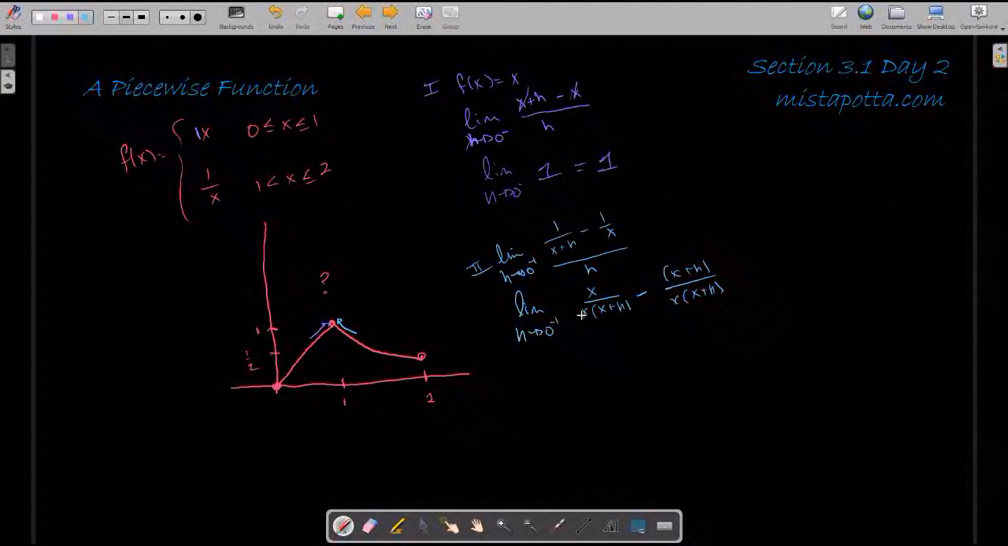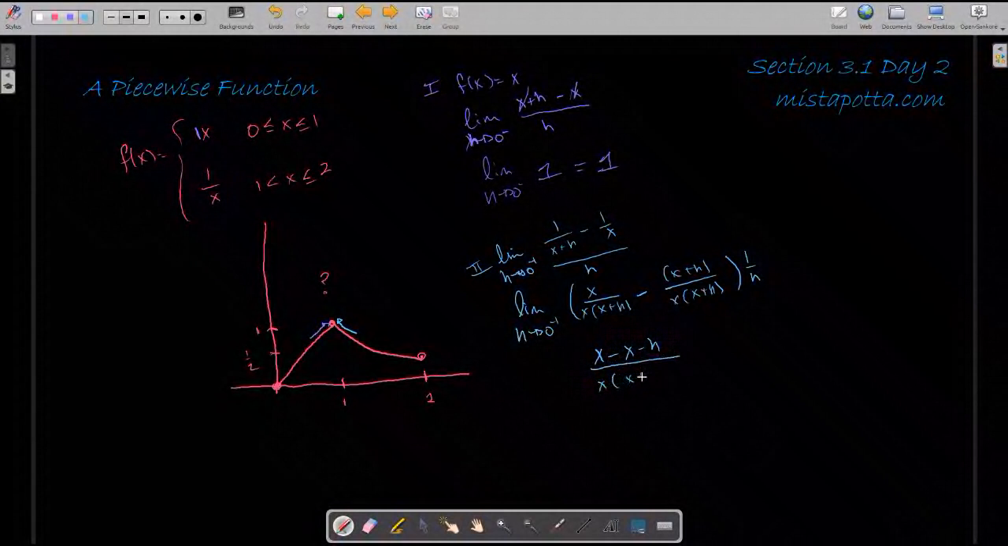And all of this is being divided by h, so I'm going to treat this as a 1 over h here. Now, simplifying the numerator, I end up with x minus h over this common denominator. And this is being multiplied by 1 over h as h approaches 0 from the right side.